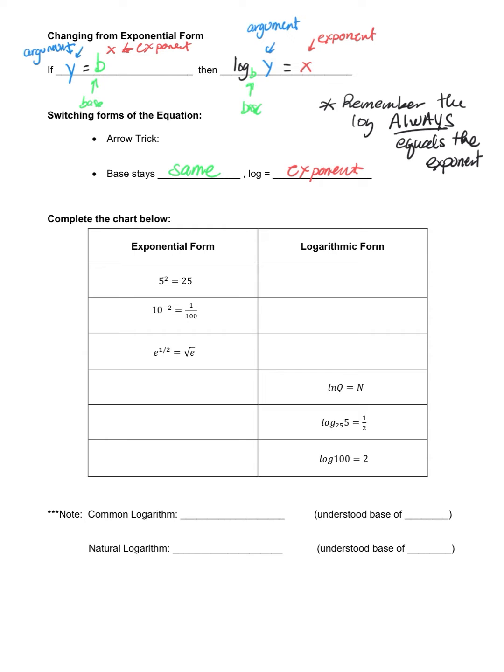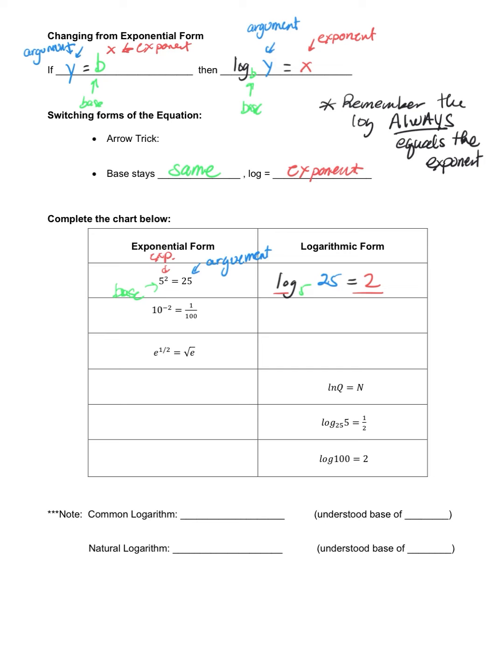Okay, so based on that, we're going to complete this chart, and we're going to change from exponential to logarithmic form and log back to exponential form based on where we're at. All right, so if we're going to go to log form, we have to have a log. Okay, we know this is the base, so that makes this the base. We know that this is the argument. Okay, so the argument goes here, and it always has to equal this exponent. Okay, the log always equals the exponent.